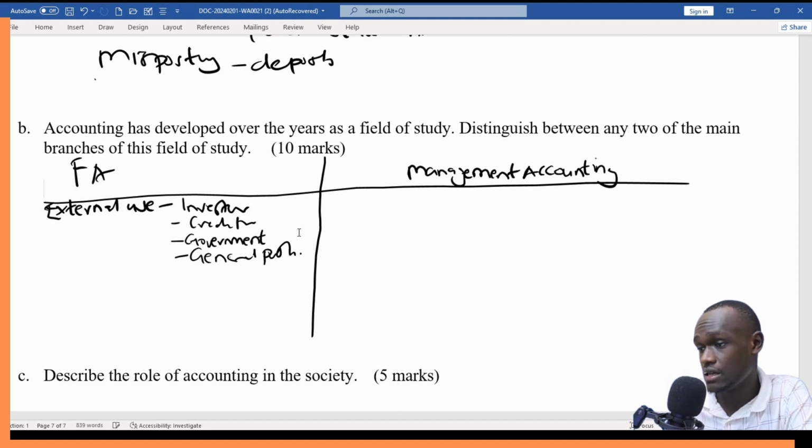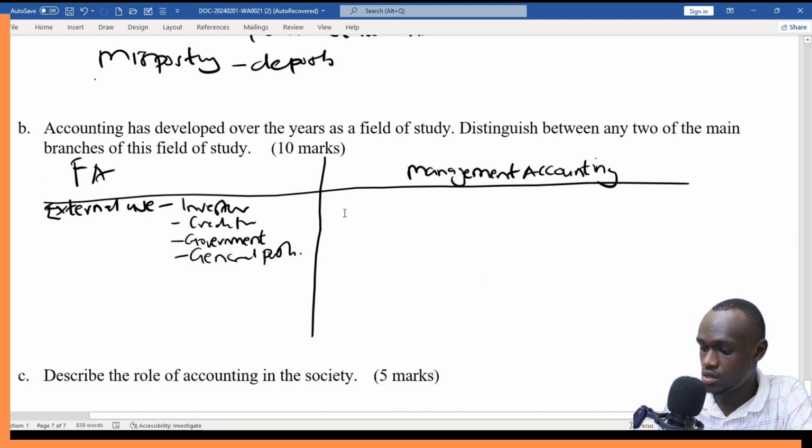On the other hand, management accounting is for internal use.